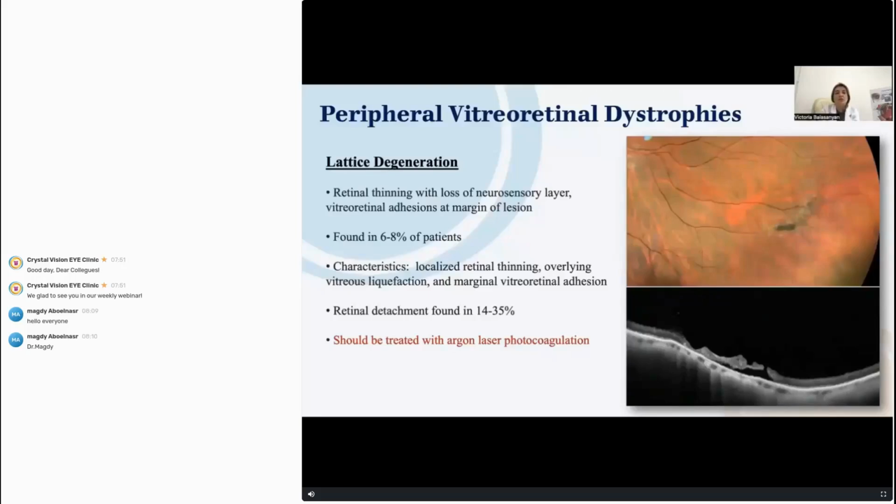Lattice degeneration is a common peripheral retinal degeneration that is characterized by retinal thinning with fibrosis and vitreous liquefaction over the lesion, spindle-shaped areas of retinal thinning with or without pigmentation, arborizing white lines, frost-like areas, commonly located between the equator and the posterior border of the vitreous base. On fundoscopy, we can see an oval or linear pattern of lesions, maybe one lesion or multiple, which may have yellow deposits, pigment, atrophic holes, or retinal tears.